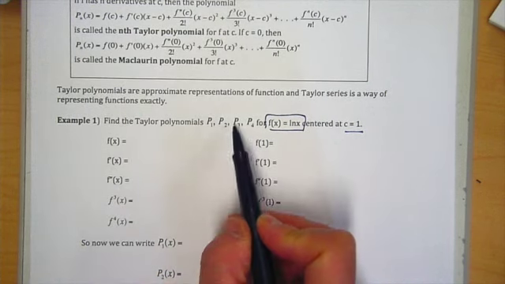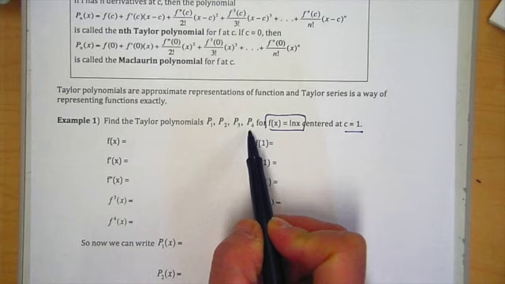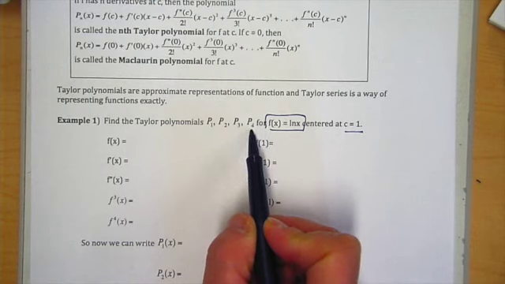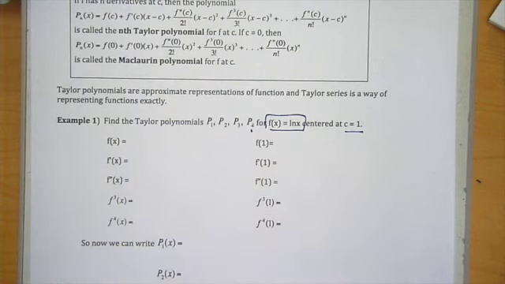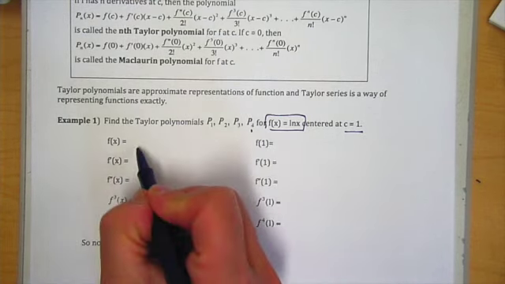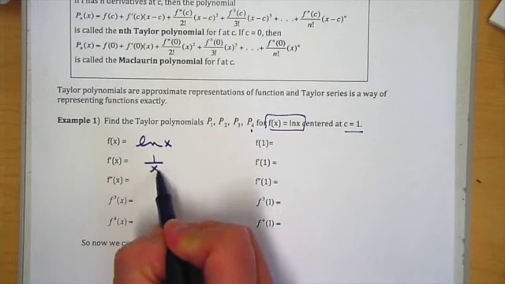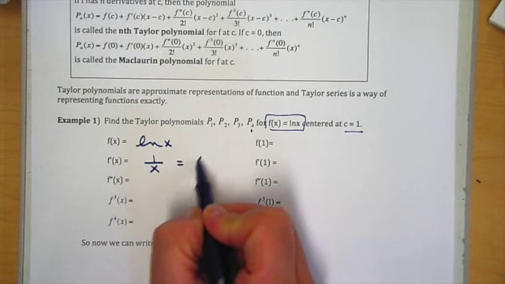Okay. So first thing is you need to calculate the derivatives, up to whatever order polynomial you want. So if I want to come up with a fourth degree polynomial, you will need to calculate up to the fourth derivative. So we're starting with the function natural log of x. My first derivative is 1 over x. This is really x to the negative 1.